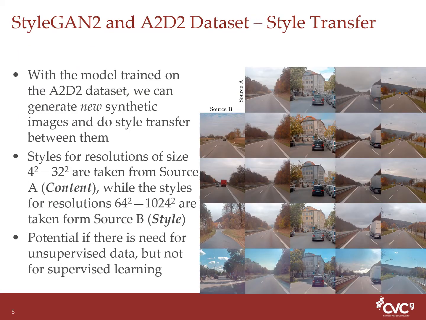We do note, however, the capabilities of the StyleGAN2 model to generate new scene images, like here, where we take two source images and we do style mixing between them, and we can see that we can generate new scene images, or basically with different weather than the original ones.